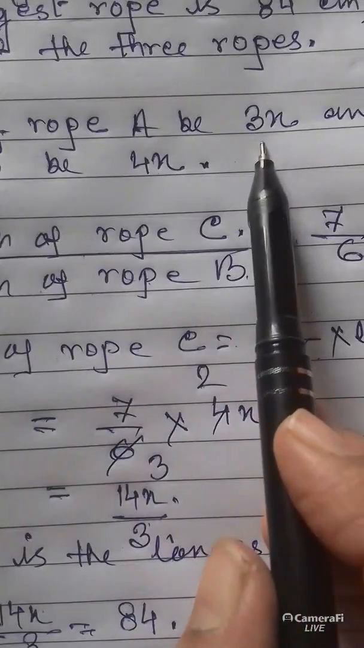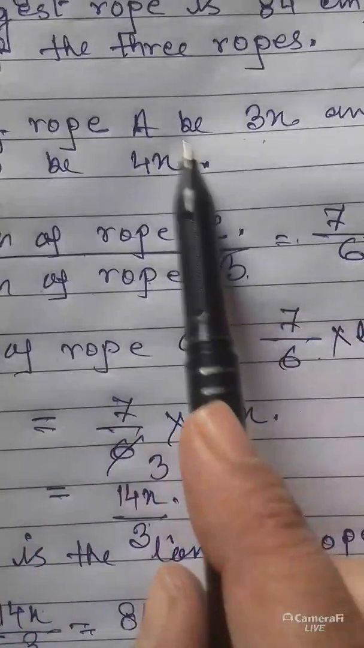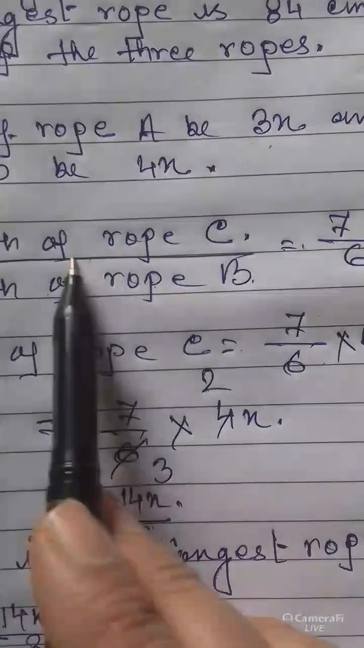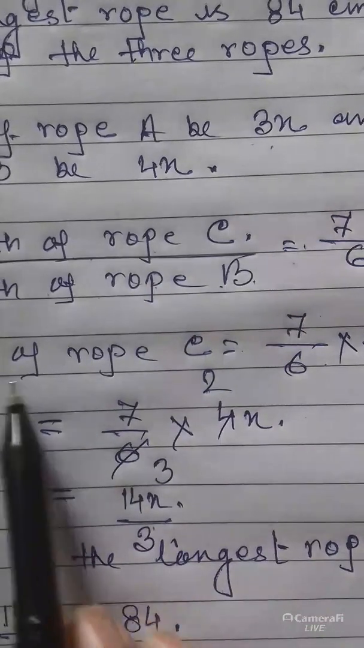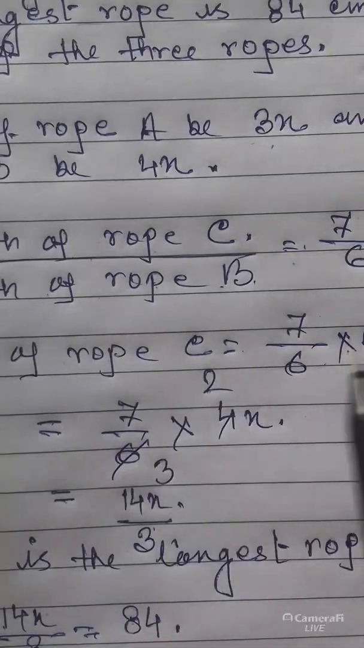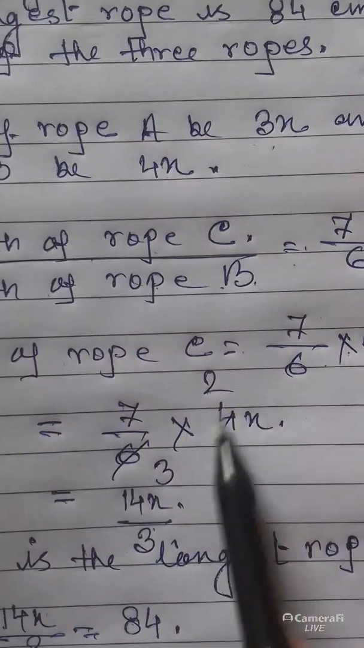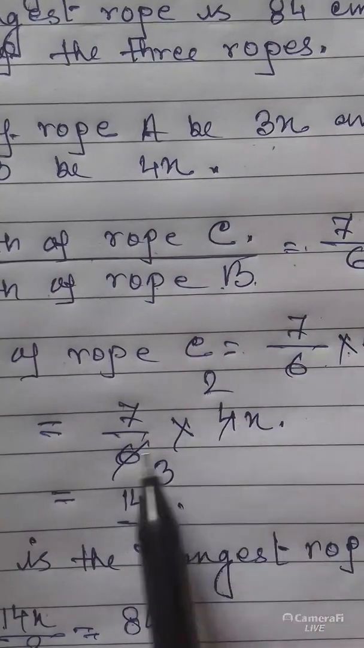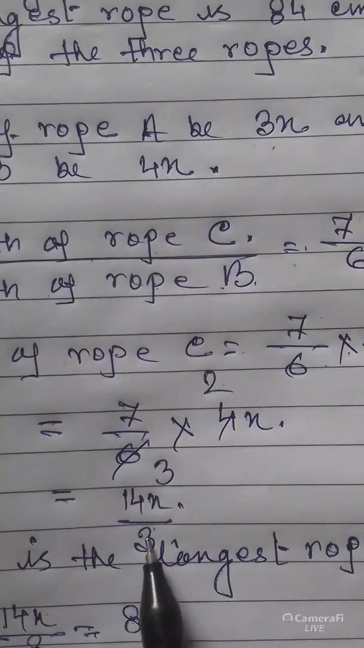The length of rope A be 3x. It is given length of rope A to length of rope B is 3:4. So length of rope A be 3x and length of rope B is 4x. Now it is also given length of rope C by length of rope B equal to 7/6. Therefore, length of rope C equal to 7/6 into length of rope B. We know that length of rope B equal to 4x. So we can write 7 by 6 into 4x. 2 3s are 6, 2 2s are 4, means 14x by 3.